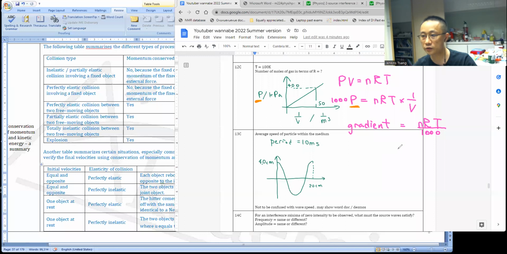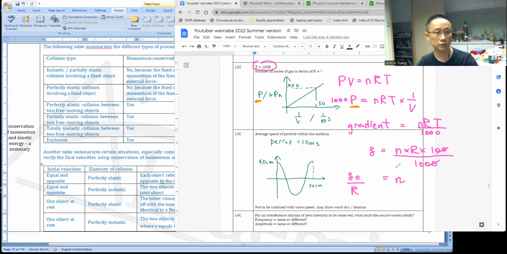So 8 equals n times R times temperature, which is given to be 100, all divided by 1000. So if we just multiply the 1000 over and divide the 100 over, you end up with 8000. I could just cancel the 2 zeros like this, maybe. That's faster. So we get 80 divided by R equal to the number of moles.